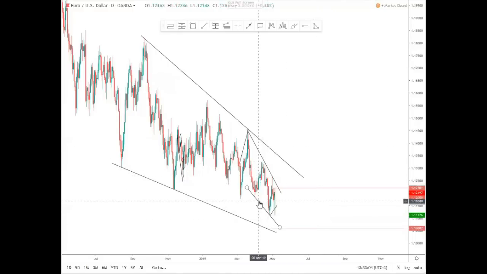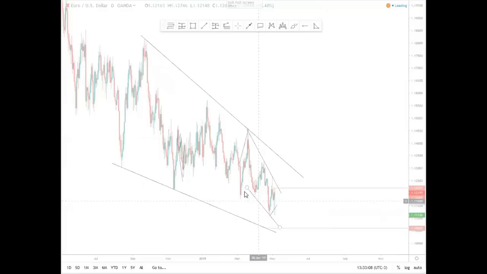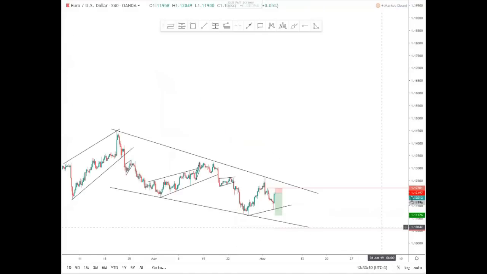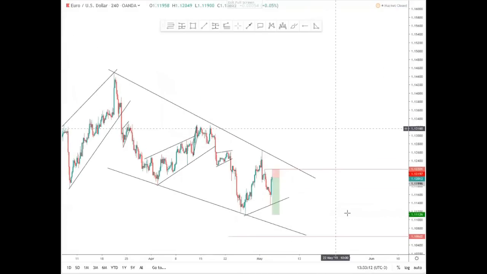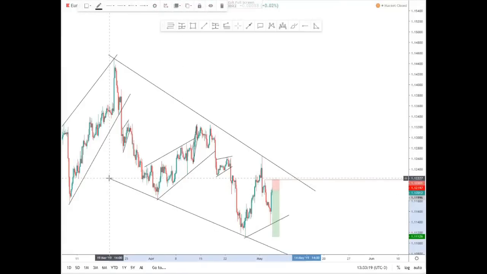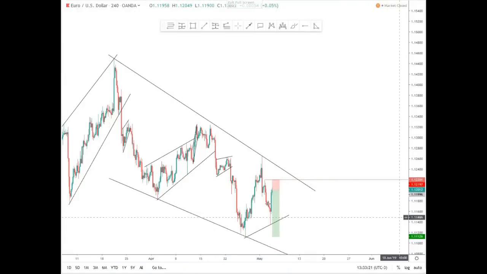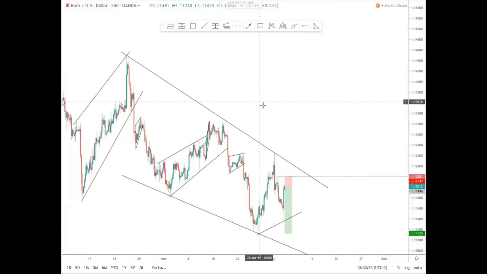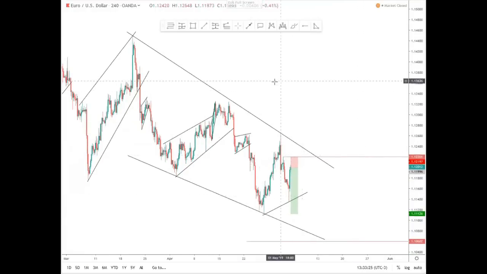Okay, let me just drop onto the 4-hour time frame. With the 4-hour time frame, you can simply see this beautiful descending type pattern. This is a beautiful structure that we're taking a look at here.